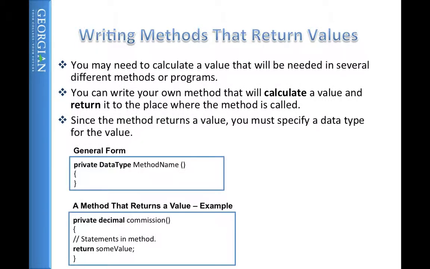So here's the more general form again: data type, method name, and then here's when we have a return. If I'm returning a decimal, then the example would be I'm returning some value. I have to have a return statement in there if my data type is anything other than void. So here you see my data type is decimal, so I've got to have a return statement in here. If this was void, I wouldn't need a return statement. And if my data type is void and I put in a return statement, it would give me an error, no?